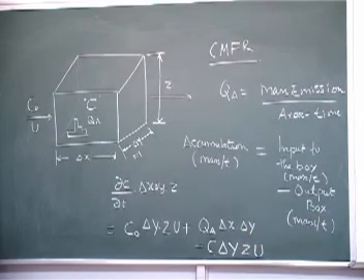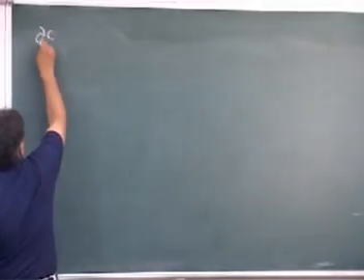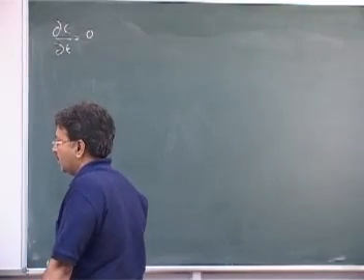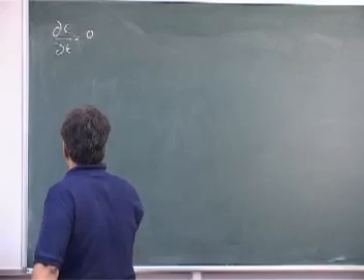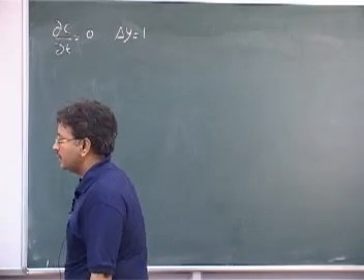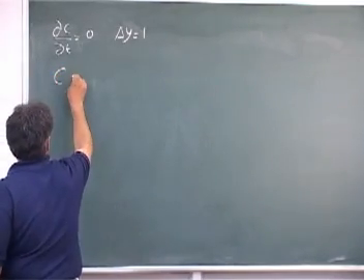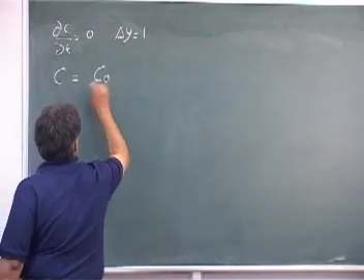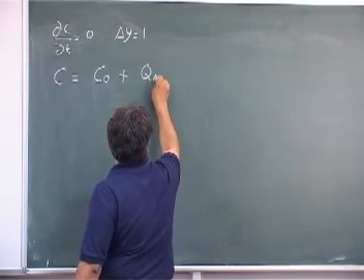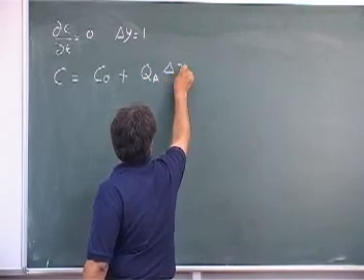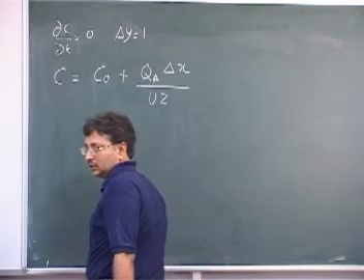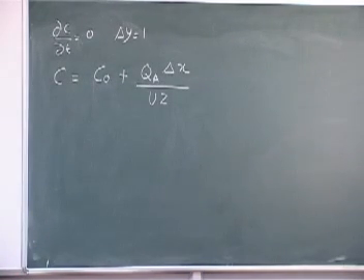So if you simplify this and put steady state, del C by del t close to 0, and I put delta y equals 1, then the expression which we derived yesterday was C naught plus QA delta x over uz. Is that what we got last time? Right?